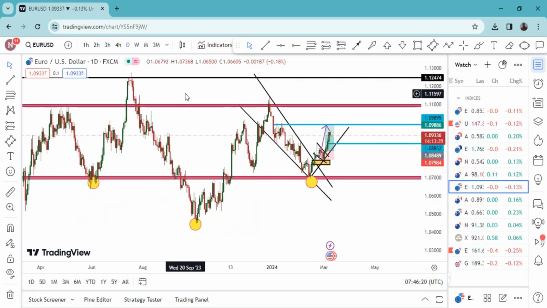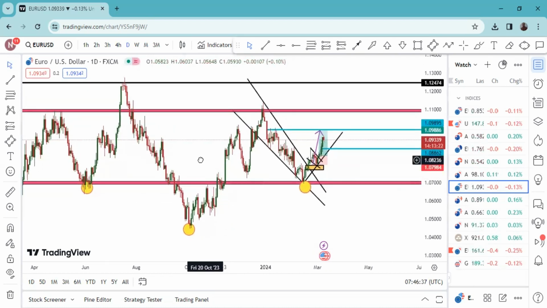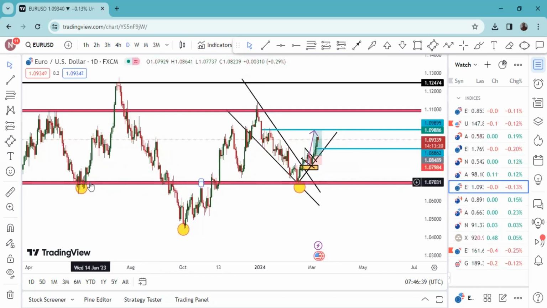And if you can see very clearly, this looks like a left shoulder. This was the head, and this one was the right shoulder. So this was an inverse head and shoulder pattern. This was a shoulder, this is a head, and this is a shoulder.